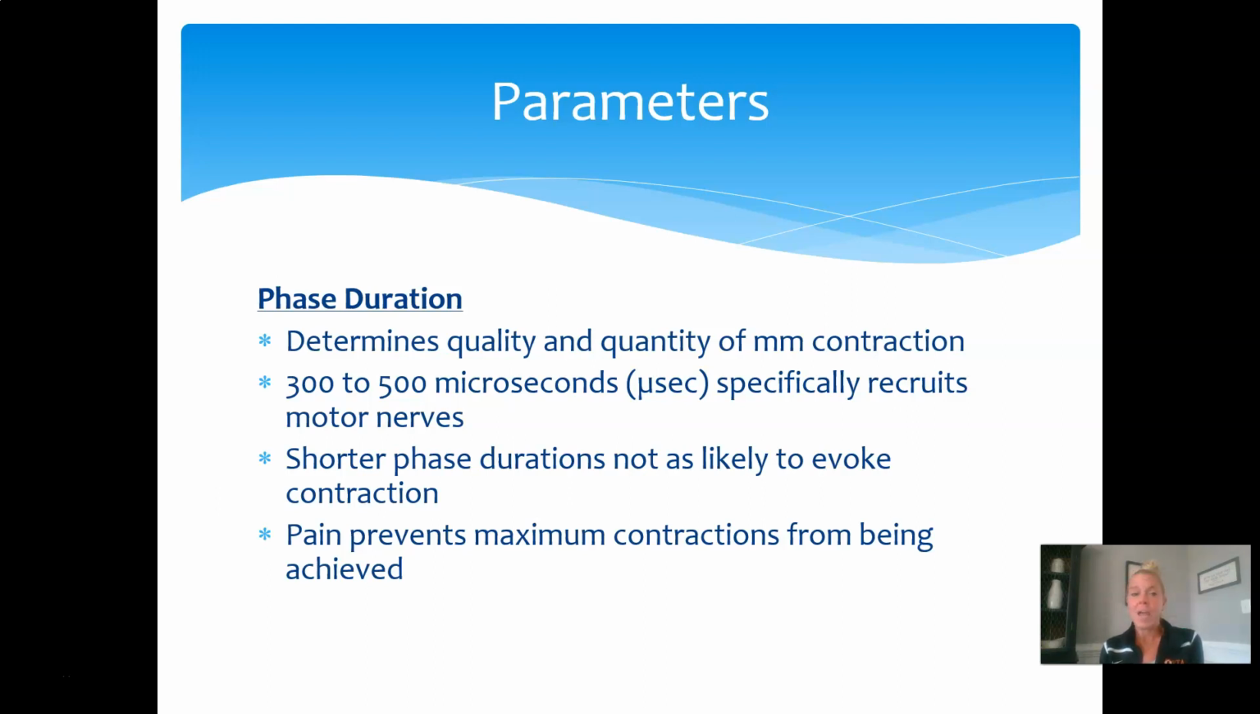We typically don't have to choose phase durations. We choose a type of stim to get a muscle contraction, like Russian, or high volt works pretty well for muscle contractions as well. And then once we choose those, we're choosing those waveforms because we know that they have those longer phase durations and will be better at producing muscle contractions.